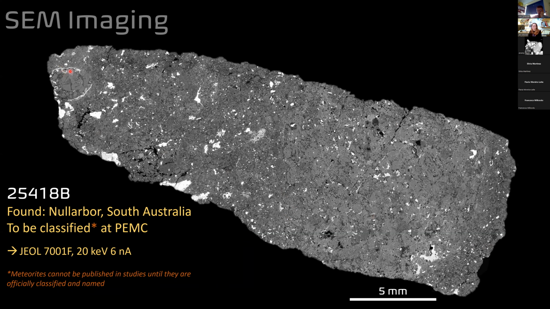You can start seeing different textures, you can start seeing different shapes, but mostly you've got lots of different mineral phases, lots of different shades of gray, lots of different bits of white, all sort of dotted around, and it can start giving you a good idea of what you're dealing with.